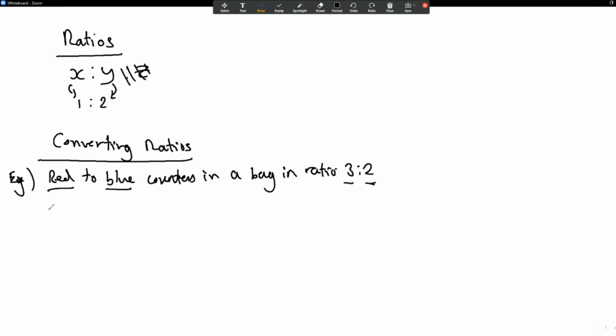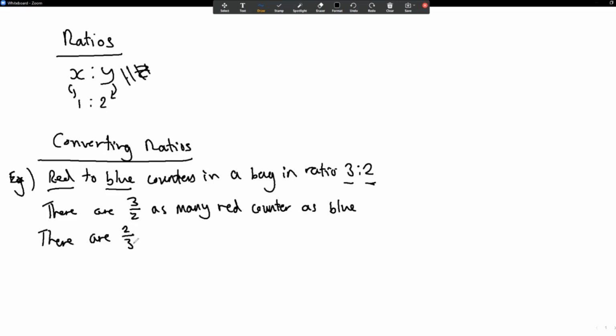So we can convert these into fractions, for example. So we can say there are 3/2 as many red counters as blue, because if you multiply the 2 by 3/2, you get 3. And conversely, you could say there are 2/3 as many blue counters as red. Or we can do other things.